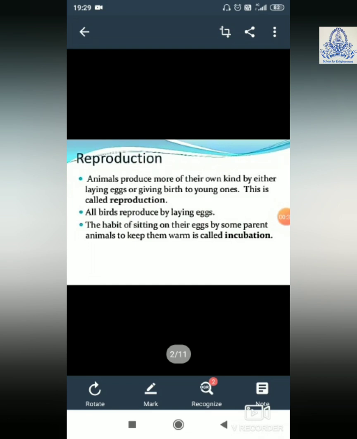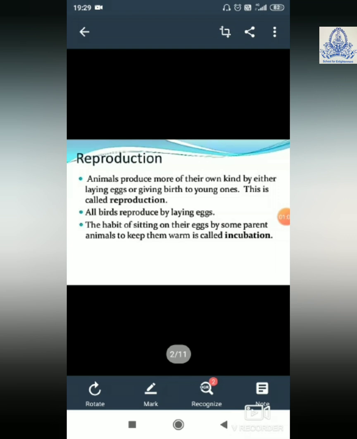Reproduction in animals. Animals produce more of their own kind by either laying eggs or giving birth to the young ones. This is what we have done in the definition of reproduction. Animals can reproduce under two headings. That means animals can reproduce either by laying eggs or by giving birth.